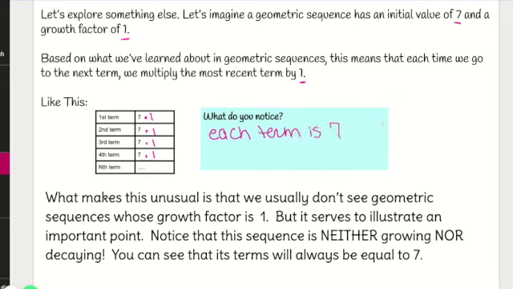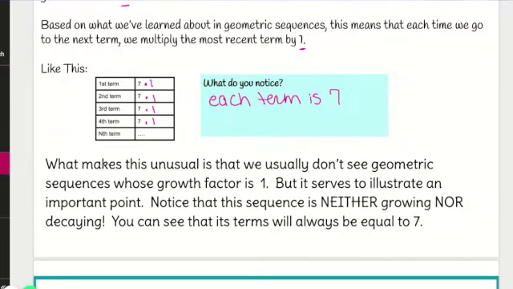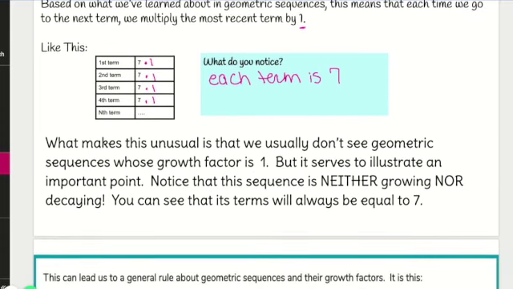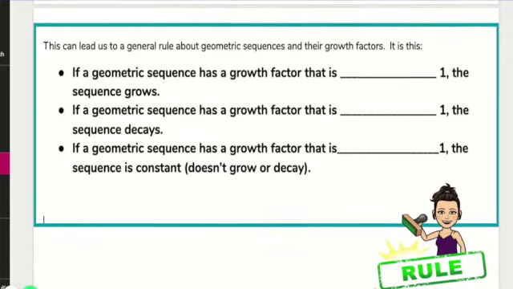Okay, so what makes this unusual is that we usually don't see a geometric sequence whose growth factor is 1, but it also serves to illustrate an important point. Notice that this sequence is neither growing nor decaying. You can see that its terms will always be equal to 7. This can lead us to a general rule about geometric sequences and their growth factors.